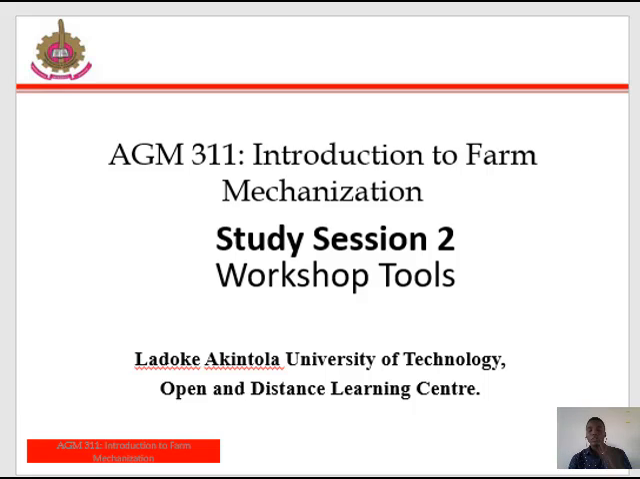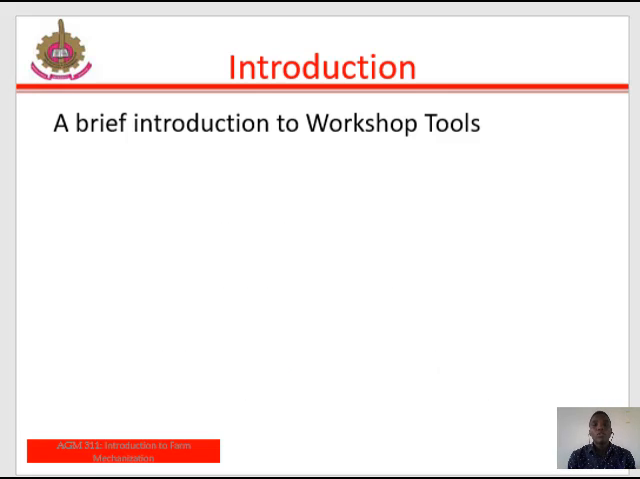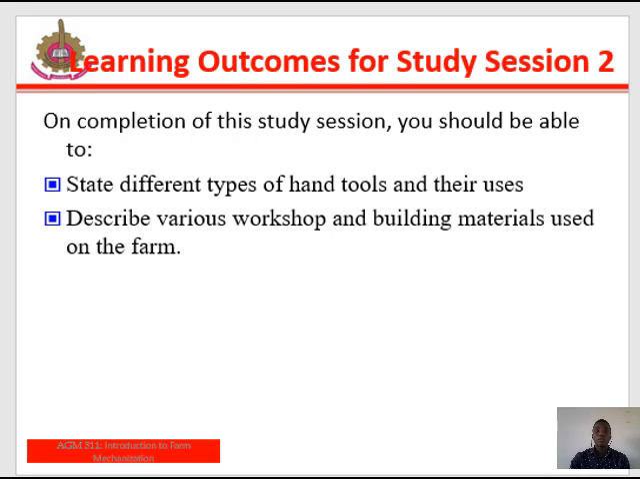The title of today's study section is Workshop Tools. Introduction. Agricultural engineering workshop comprises of wood workshop and metal workshop. These tools are commonly used in these workshops for various farm machines including hand tools, saw, plane, grinding and sharpening angles, and these tools are used for specific purposes. The various types of workshop tools used in agricultural workshop are discussed in this study section.